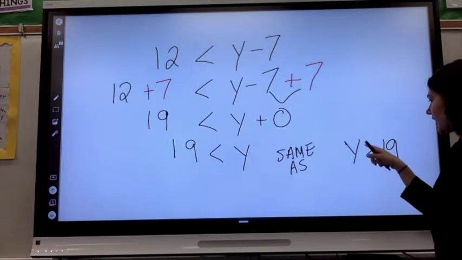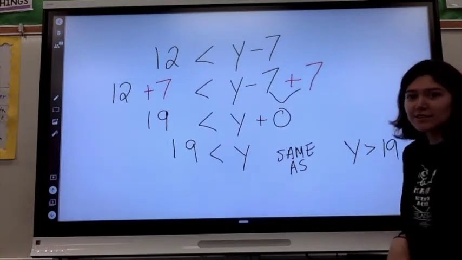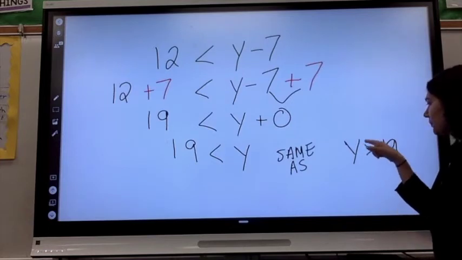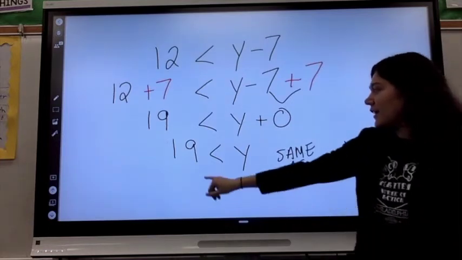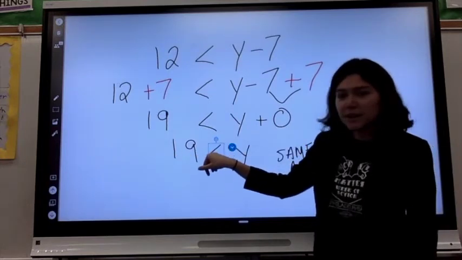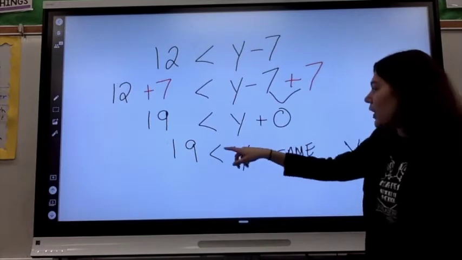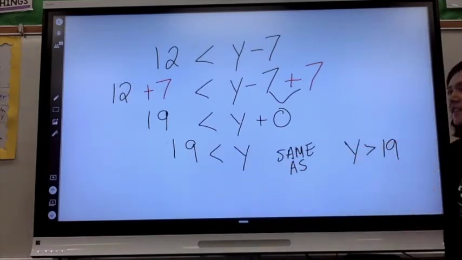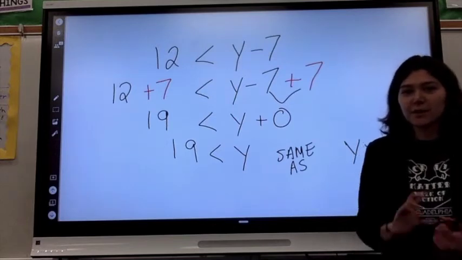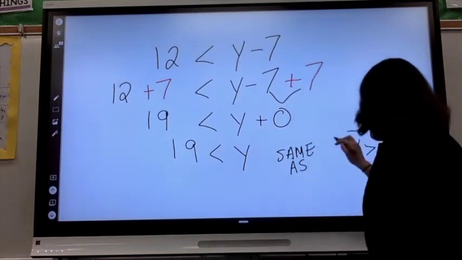So here I have y, and I should have the bigger part, the open part of the little crocodile from elementary school. The big part of the crocodile needs to be facing my y. And then on the 19, that's the small part, that has to be facing 19. So 19 is less than y is the same thing as y is greater than 19. Which should kind of make sense if you think about it. It's flipping it around. Alright, so then from there, that's my solution.